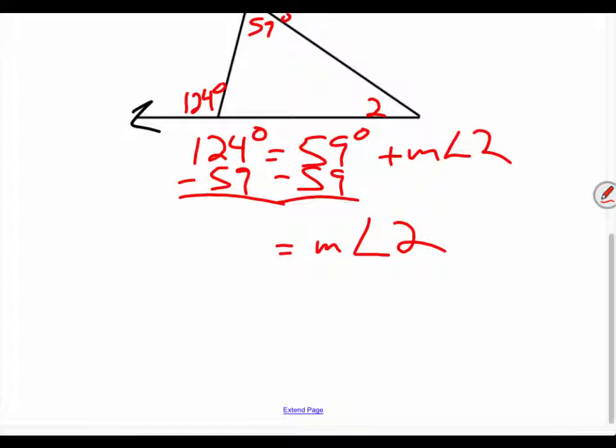I'll write this down. What is it? Are you guys going to make me pull my calculator out? All right, here we go, old school. Borrow from there. 14 minus 9 is 5. Yep, 65. Cool. Check the book, make sure. Yep, that's it.